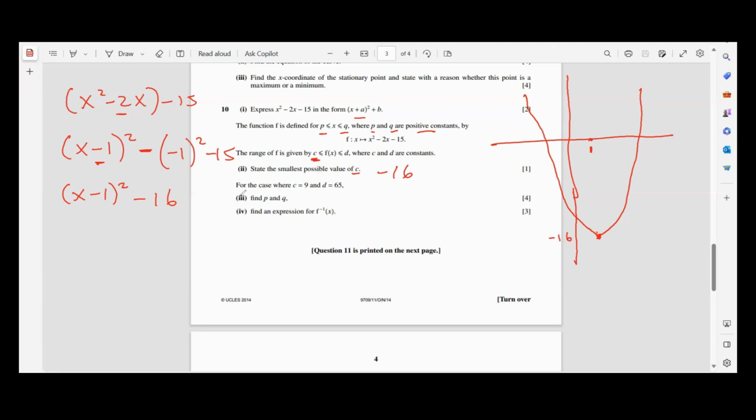Okay, and then for the I, it says if the C equals 9 and the D equals 65, find the P and Q. Okay, I will try to. So 9 and 65. So 9 is here, and 65 is here.